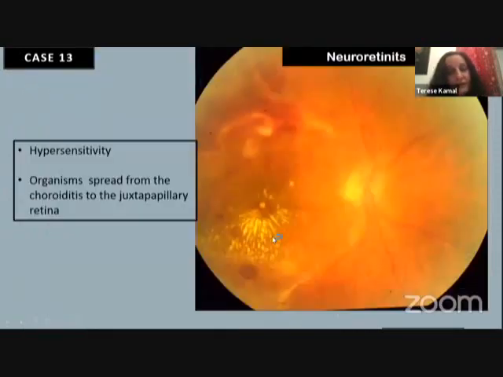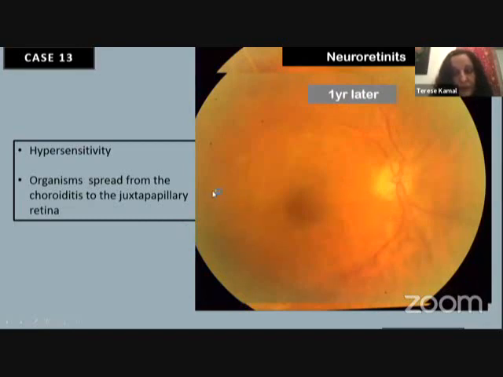Neuroretinitis is a very interesting entity, and this is a patient with TB who came with neuroretinitis and occlusive vasculitis. It could occur as a hypersensitivity reaction or due to the spread of the organism to the optic nerve, either through the choroid or through the juxtapapillary retina. And this is after the patient received treatment.